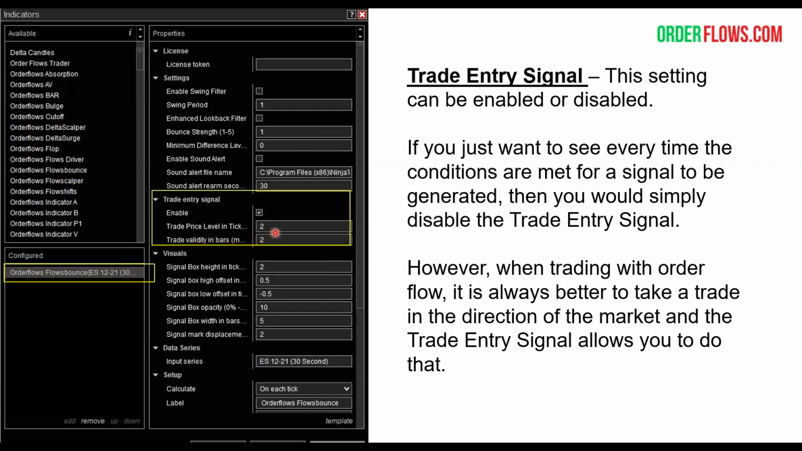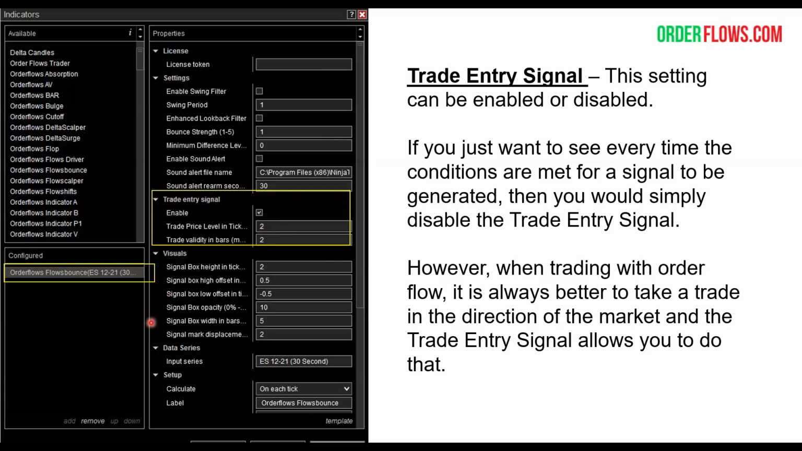Now I use settings of 2 and 2, meaning the market has to move 2 ticks in the direction of the trade signal over the next 2 bars, and if it doesn't, there's no trade signal. The zone is different than the trade signal. The trade signal is going to be what you buy or sell off of.